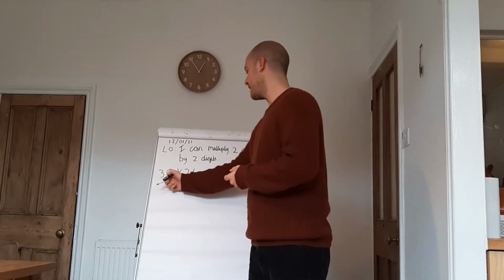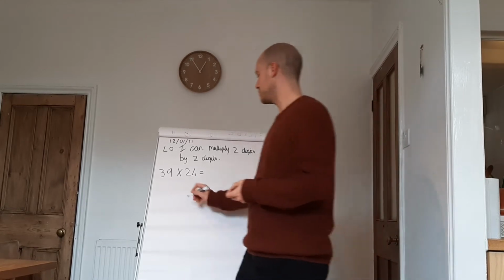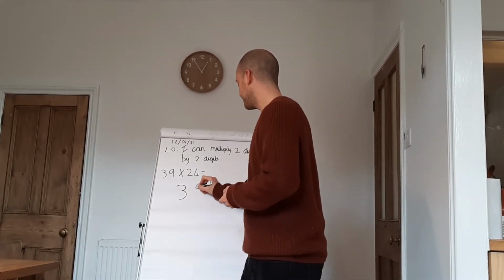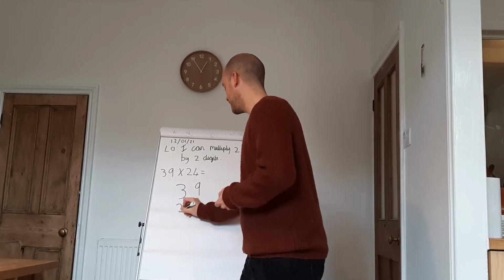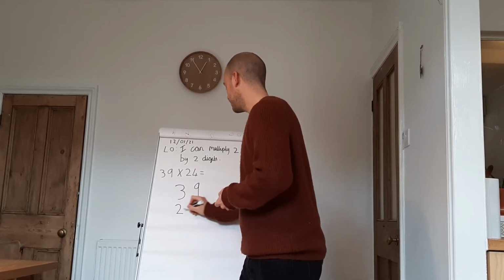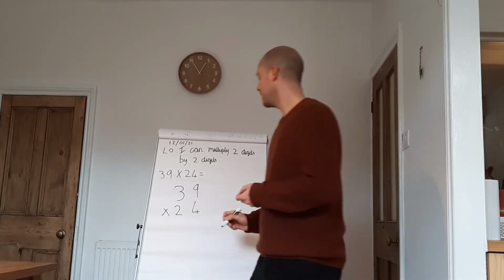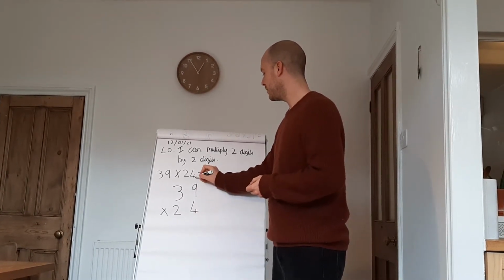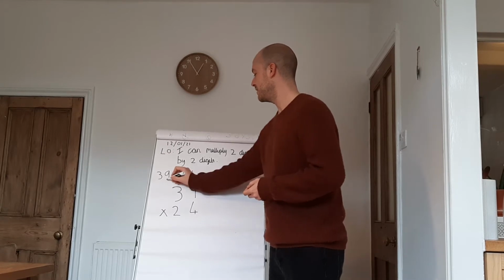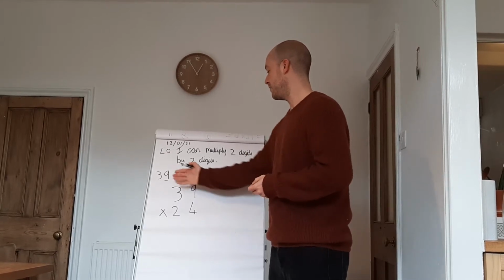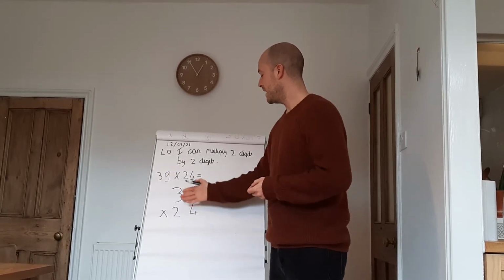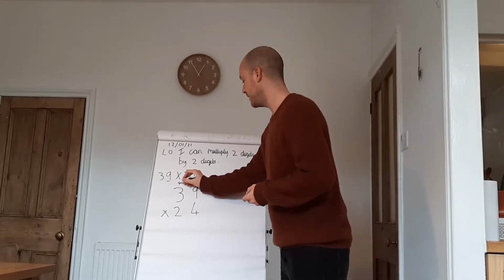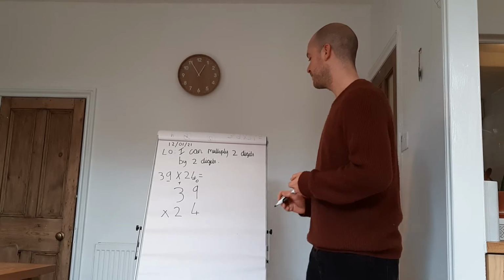So let's have a look at 39 times 24 first of all. So this is how we set it out. 39 times 24. You may notice that the 9 and the 4 are lined up in the ones column because the 9 and the 4 are worth 9 ones and 4 ones, and then the 3 and the 2 are lined up because they're both in the tens column. So I put a little T above that just to remind us.